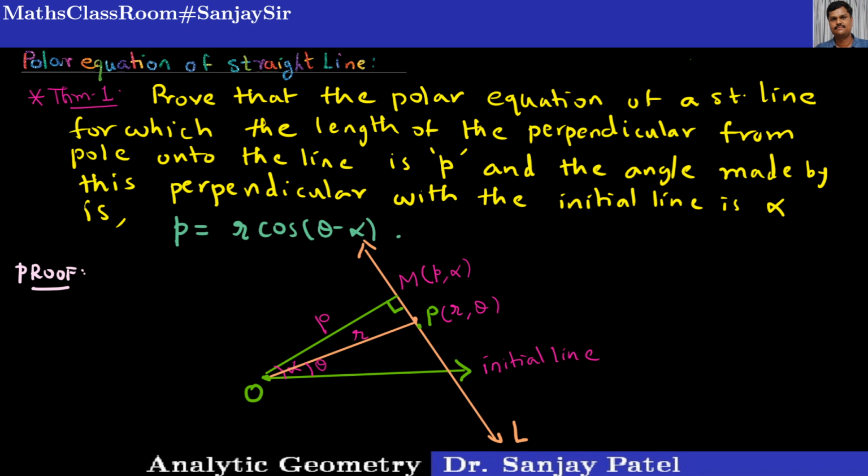So what can you say about the angle MOP in this figure? This whole angle is alpha, this angle is theta, so this angle will be alpha minus theta, correct? So we have this triangle OMP, which you can see here, and it is clearly a right angle triangle because this is a perpendicular, so this is 90 degrees. From this construction now we'll be able to derive the required polar equation. So let me start the proof of this.